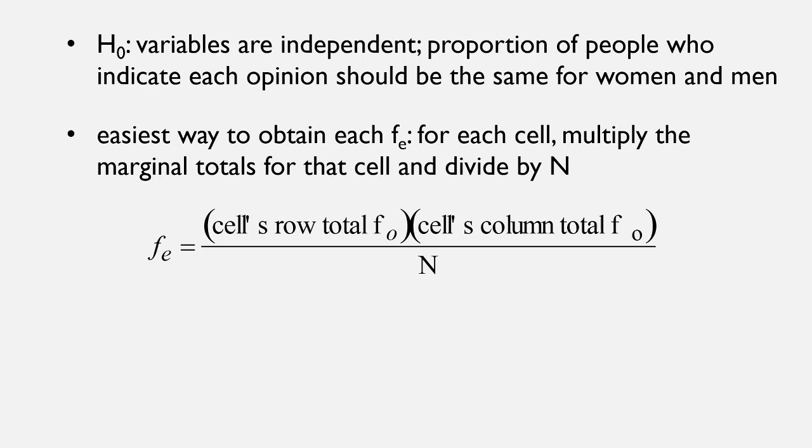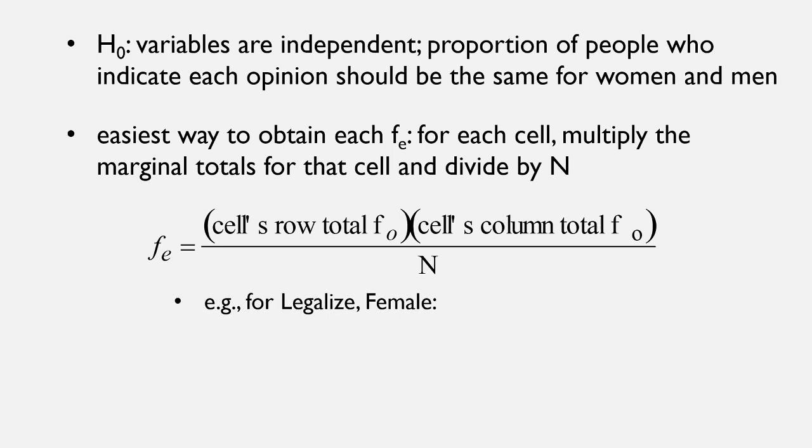So to get your expected frequencies for each of your 6 cells, what you're going to need to do is identify the cell that you're currently trying to get the expected frequency for. You need to get the row marginal total and the cell's column marginal total. Multiply those and divide by the sample size.